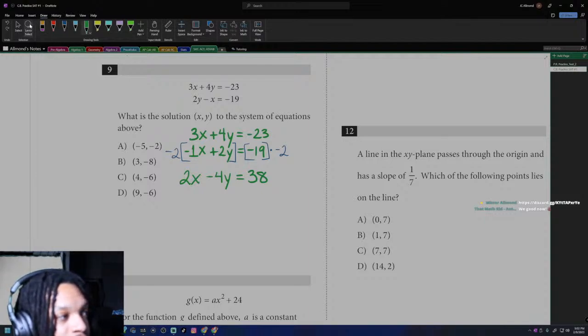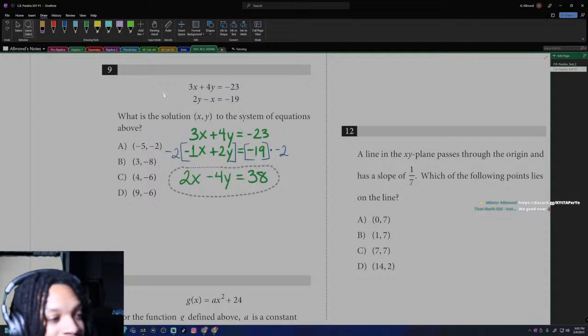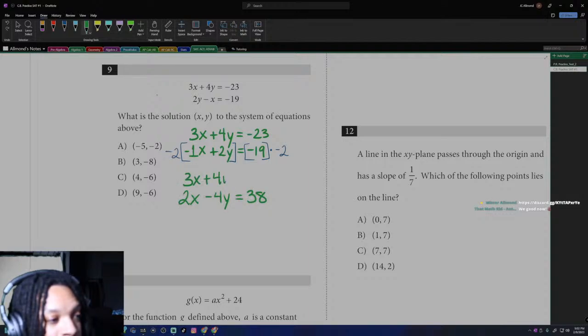Now, I should have rewritten my top equation so I can keep it consistent. So I'm just going to keep my top equation on top, and I'm not changing anything with it. It's just 3x plus 4y equals negative 23. My bottom equation is the same as it was originally, but I just multiplied everything by negative 2. So we're still good. But the good thing is now when I add these together, my y's cancel.